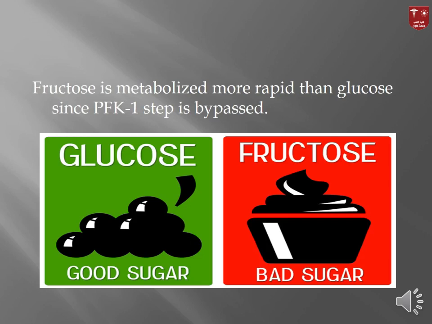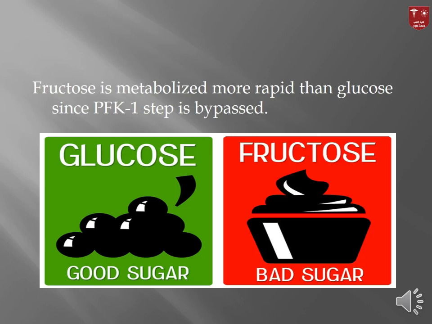So this is considered a bad sugar because, as you see in this sentence, fructose is metabolized more rapidly than glucose since the phosphofructokinase 1 step is bypassed. That's the statement I was describing in the previous slide. Since fructose is not metabolized by phosphofructokinase 1, and phosphofructokinase 1 is the restriction or regulation step in glycolysis, it controls glycolysis. Here we don't have this control point.